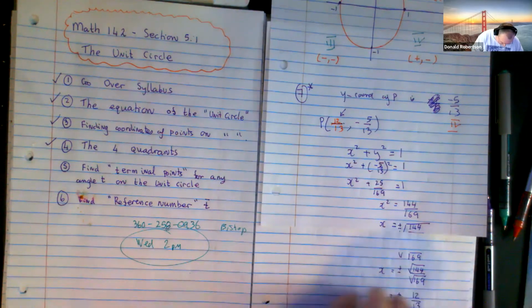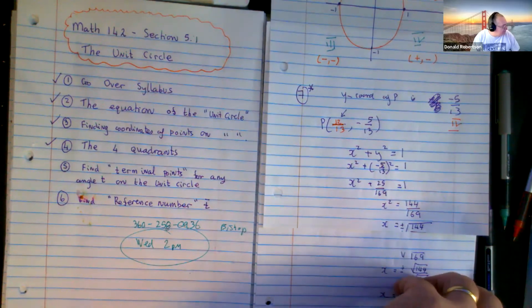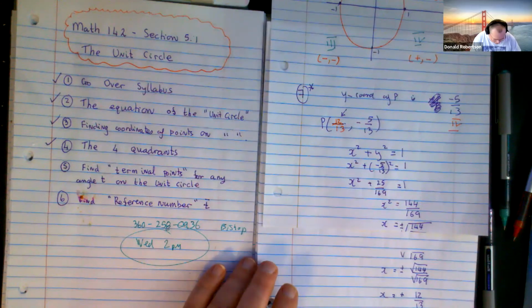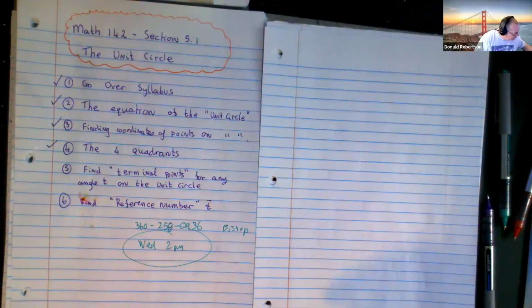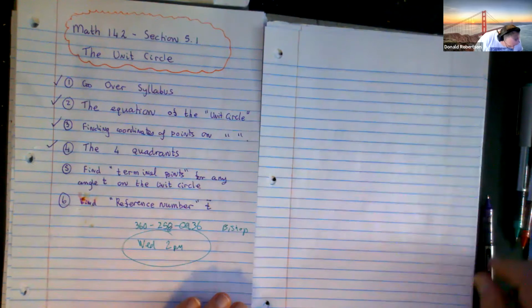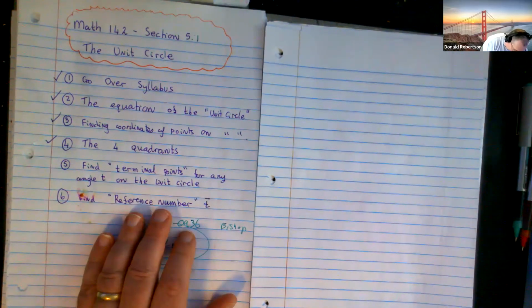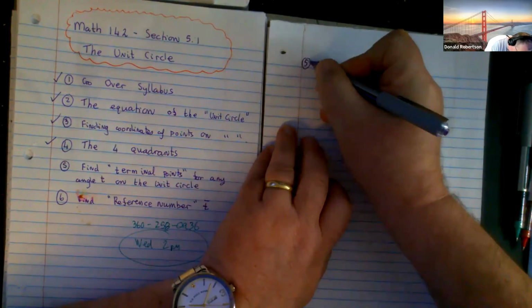Okay, so that kind of takes us through a bunch of questions. Let's see how far that takes us. Now that takes us to question 10. So we should be able to do everything up to question 10 right now. Now we're moving on to something a little bit newer. We're going to look at these guys, and they're called terminal points.